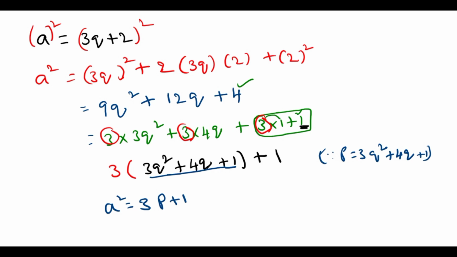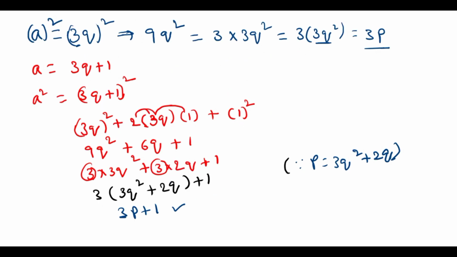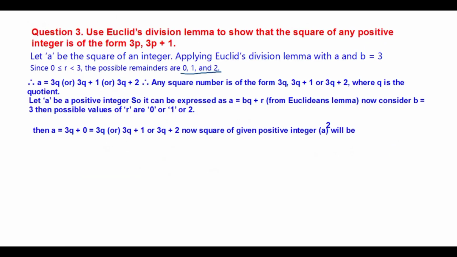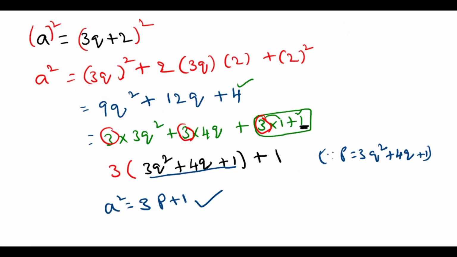That means if you take the square of any number and divide by 3, finally you will get either 3p, as we checked in the previous case, or 3p plus 1. So we can check this conclusion now, and write this point. Finally what we can show is that the square of any positive integer is of the form 3p or 3p plus 1. So this is the total solution for this.